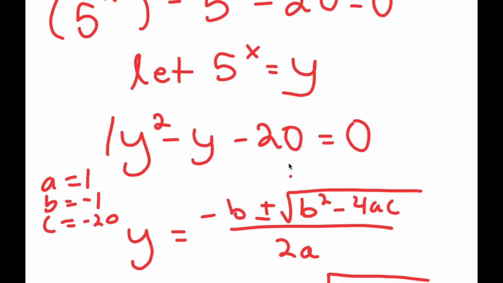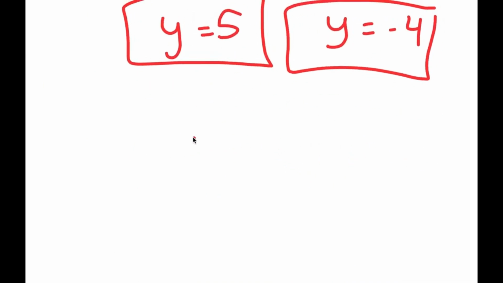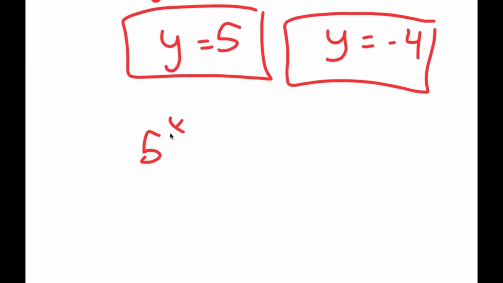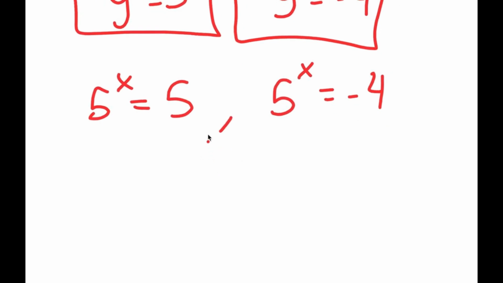Now from here, remember how we let 5 to the power of x equal y. So this means I get two solutions. 5 to the power of x is equal to 5, and 5 to the power of x is equal to negative 4. So let's look at this equation over here. 5 to the power of x equals negative 4.